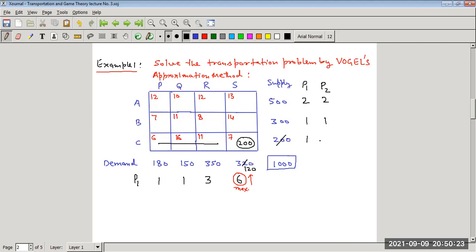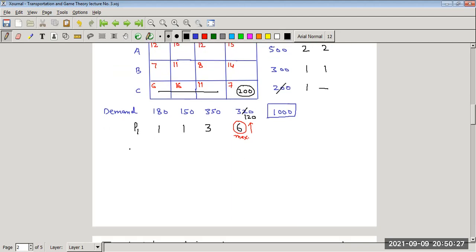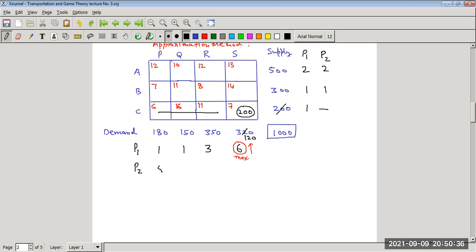This we get 1. We put a dash here because this cell is exhausted. This row is exhausted. Now calculate penalty P2 from the columns. Again we get 1. Now we get 12 minus 7, it is 5. 10 minus 10 and 11: 10 is the minimum, 11 is the next minimum.